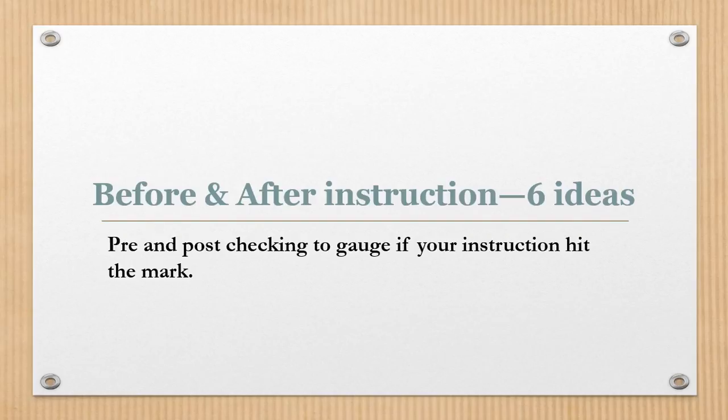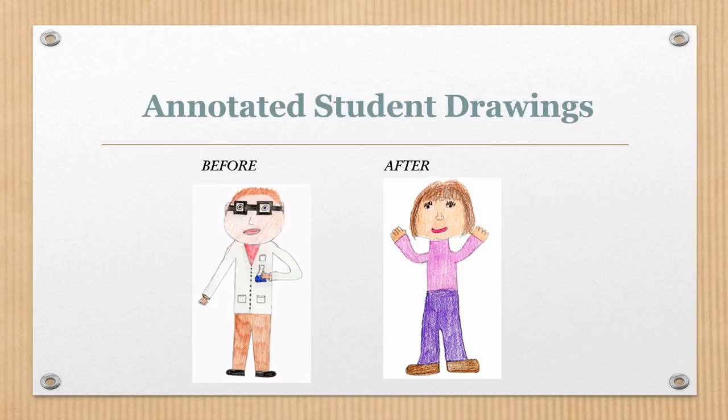Before and after instruction is basically a pre and post checking to gauge if your instruction hit the mark. This is something that has been used a lot, actually in research, but also in K through 12 classrooms. It's basically annotated student drawings, what they think before and what they think after. And this is a draw a scientist activity in which they draw a scientist before they may talk about all the different scientists in the world or in the area, and then how do they depict a scientist afterwards.